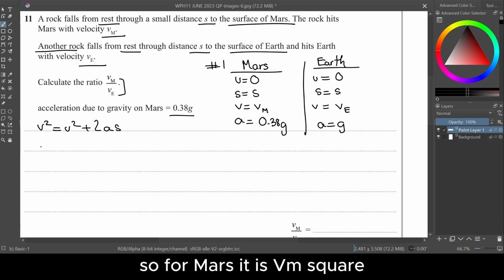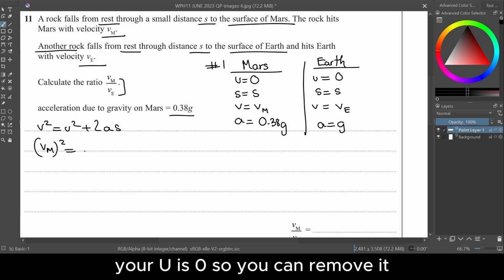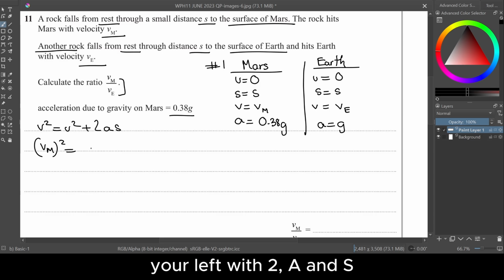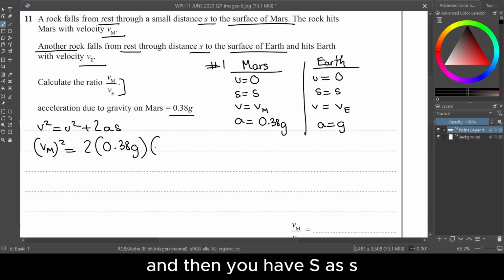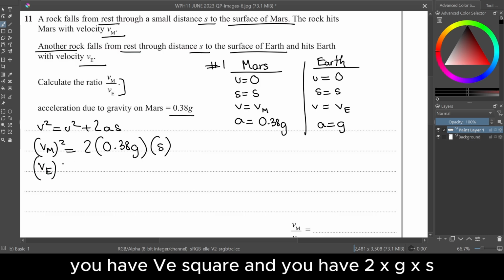So for Mars it is vm squared. Your u is 0, so you can remove it. You are left with 2a and s. So 2, then a is 0.38 g, and s as s. For Earth you have ve squared, and you have 2 times g times s.